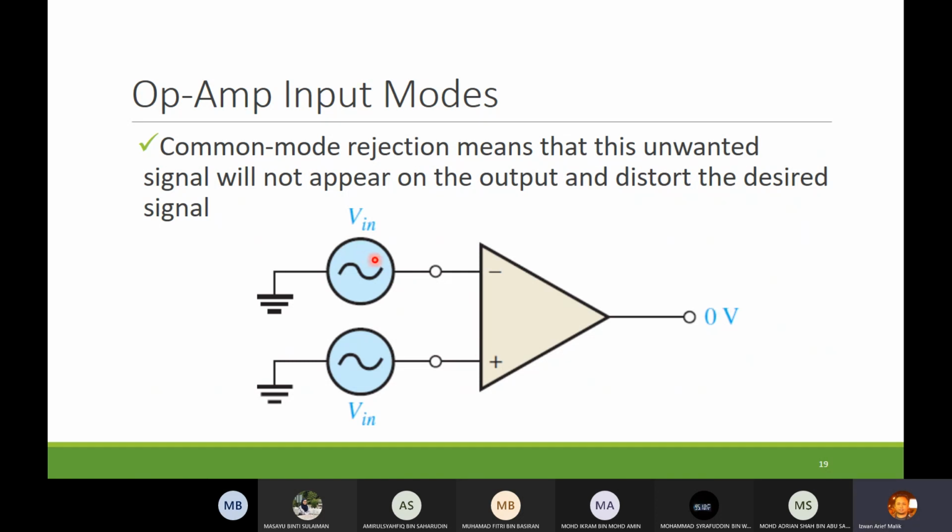The reason why, because the two input ni dia menerima same phase of V-in. So dia akan cancel out lah. Non-inverting dengan inverting punya input ni dia akan cancel out dia punya V-in tadi.